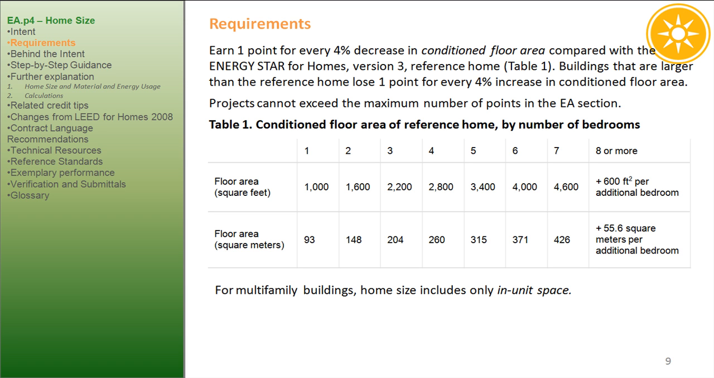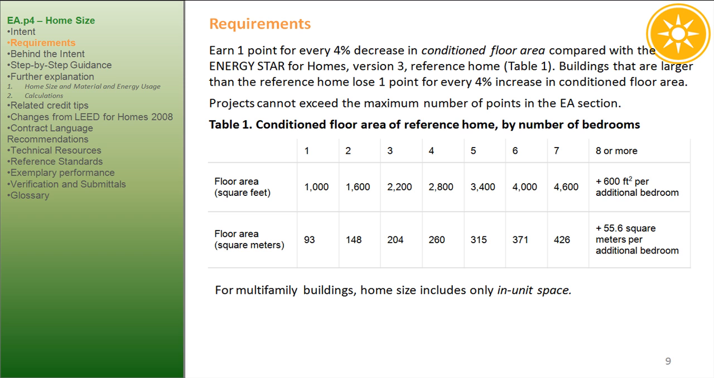Table 1. Conditioned floor area of reference home, by number of bedrooms. 1 bedroom equals 1,000 square feet or 93 square meter. 2 bedrooms equals 1,600 square feet or 148 square meter. 3 bedrooms equals 2,200 square feet or 204 square meter. 4 bedrooms equals 2,800 square feet or 260 square meter. 5 bedrooms equals 3,400 square feet or 315 square meter.